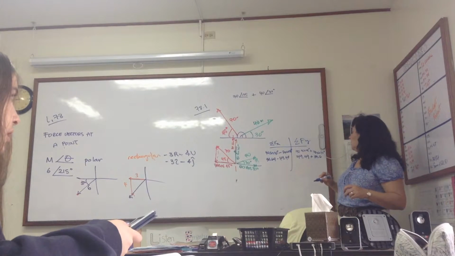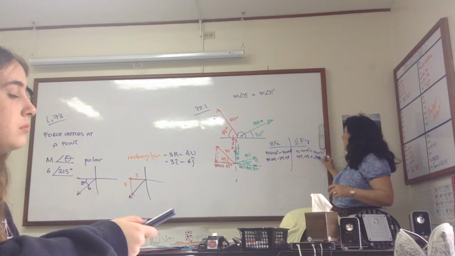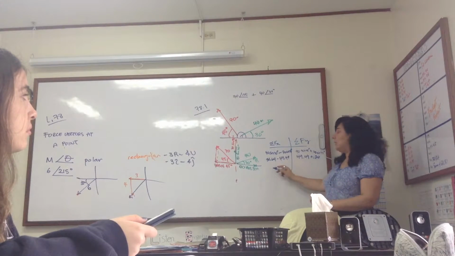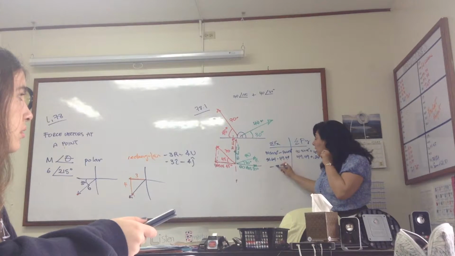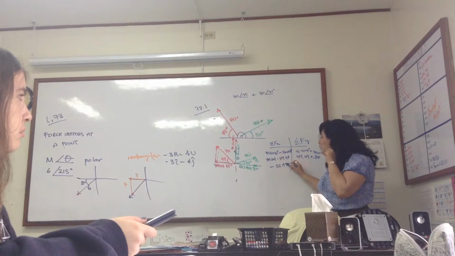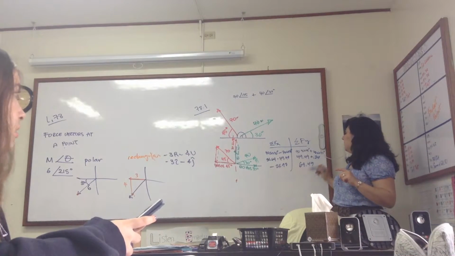I got 20. So the total here is minus 30? Negative 25.98. And this one is probably what Seth said. No. 69.49. Okay.